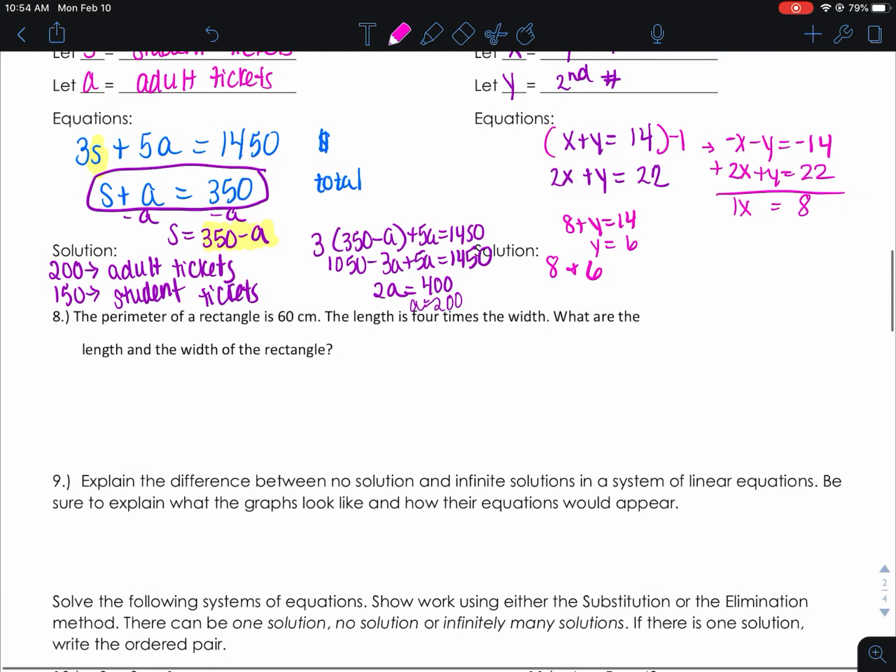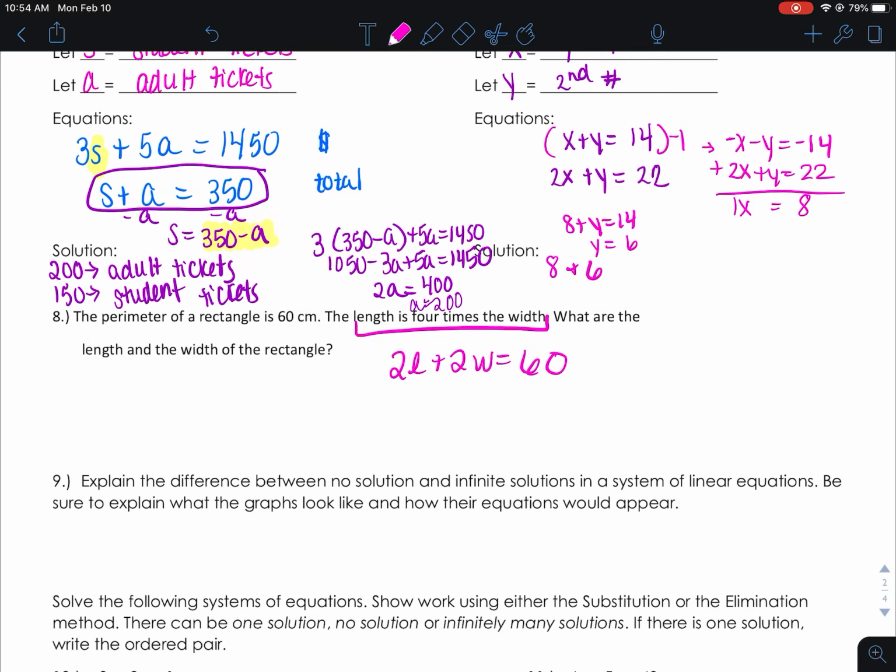Okay, the perimeter of a rectangle is 60 centimeters. The length is 4 times the width. What are the length and the width of the rectangle? So perimeter would be 2L plus 2W equals 60. And the length is 4 times the width, so L is equal to 4W. So that is going to be our two equations. Substitution, because L's by itself is easiest. I'm going to plug this in for the L here. So 2 times 4W plus 2W equals 60. So it's 8W plus 2W equals 60.